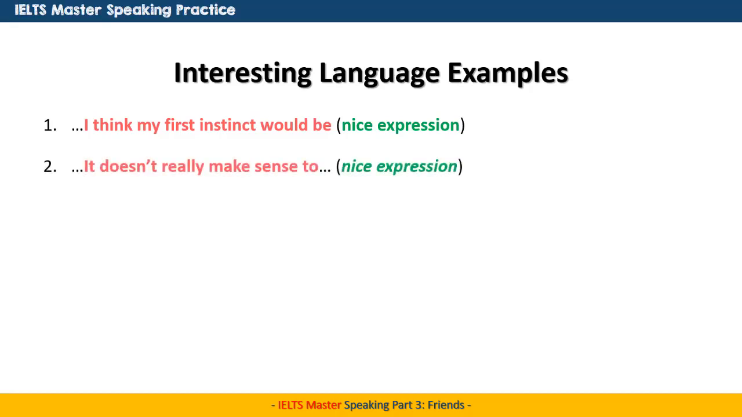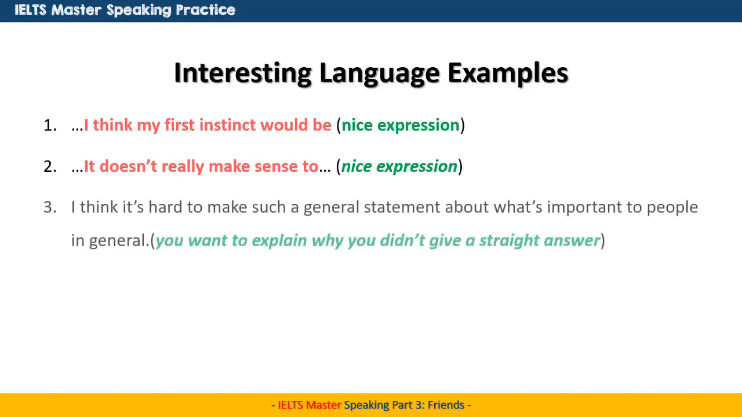Next, it doesn't really make sense to. Okay, this is a very nice expression when I want to say, I don't understand why something would be that way. I can't understand why that would be a reason. It doesn't really make sense to.